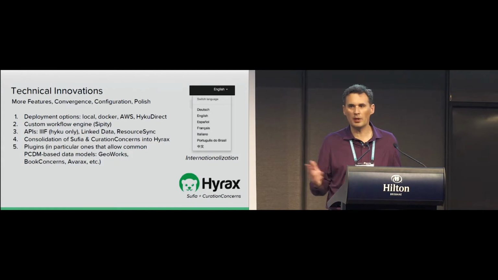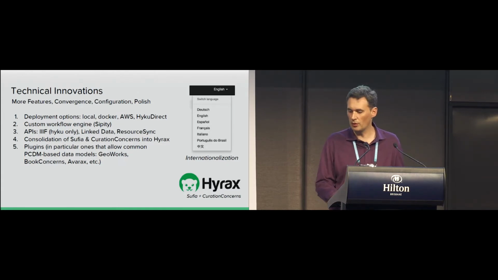And so some of the areas, and we've seen some similarities, better deployment options. There's now a custom workflow engine, one of the things that we've greatly admired from platforms like DSpace, which has now been written in. Increasing emphasis on APIs like IIIF, ResourceSync, and linked data overall. A real consolidation of code between two of the major libraries, which were Sufia and CurationConcerns, into a single application, which eases both adoption as well as code contribution, and a lot more plugins so people can mix and match and provide some of the modularity.